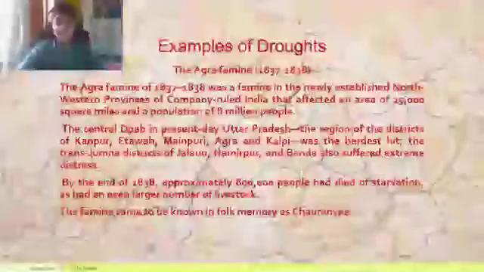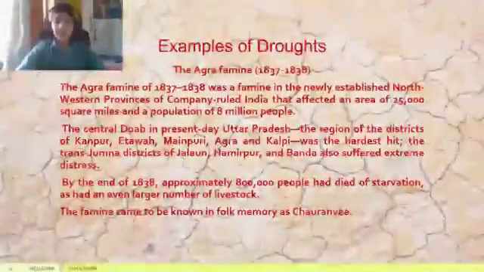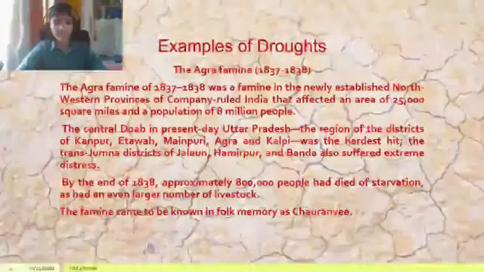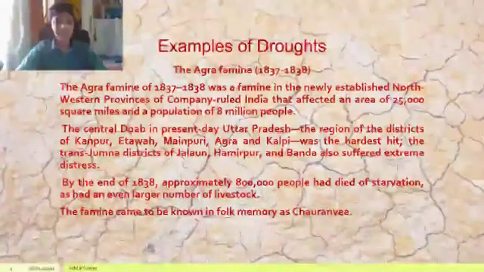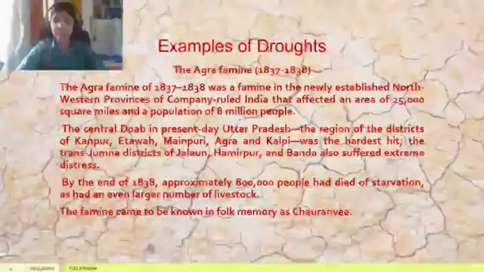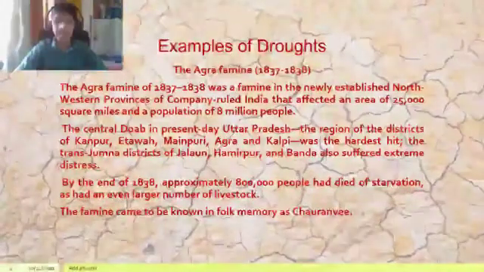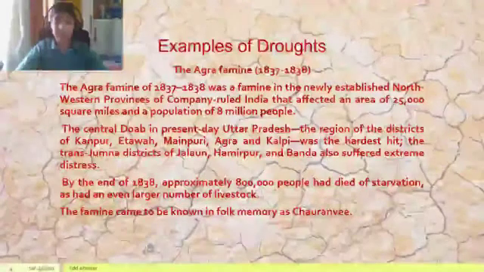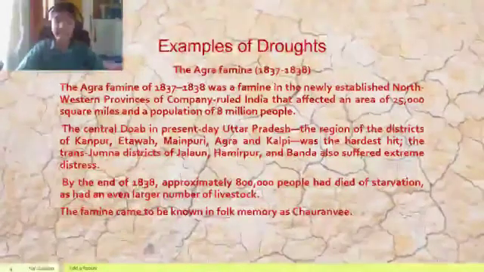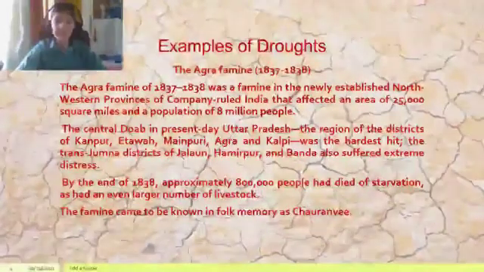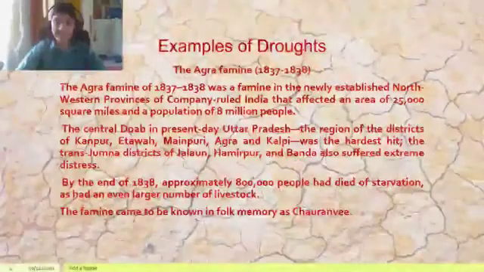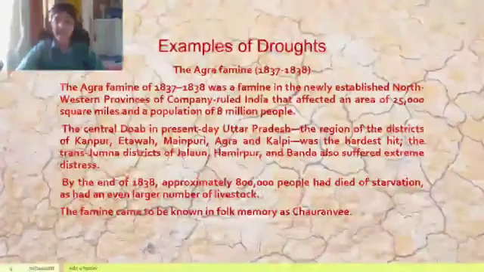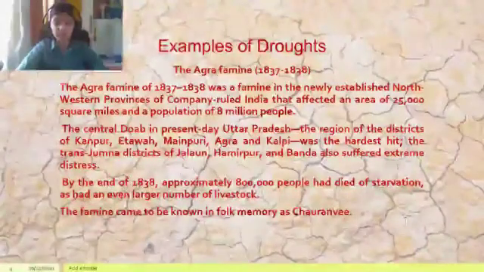My second one is the Agra famine. The Agra famine of 1837 to 1838 was a famine in the newly established North-Western Provinces of Company-ruled India that affected an area of 25,000 square miles and a population of 8 million people. By the end of 1838, approximately 8 lakh people had died due to starvation, as had an even larger number of livestock.